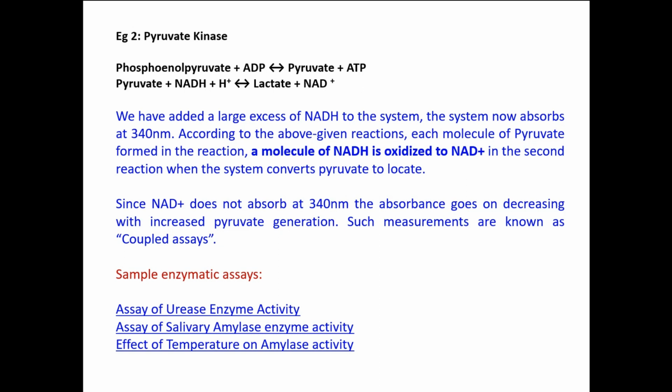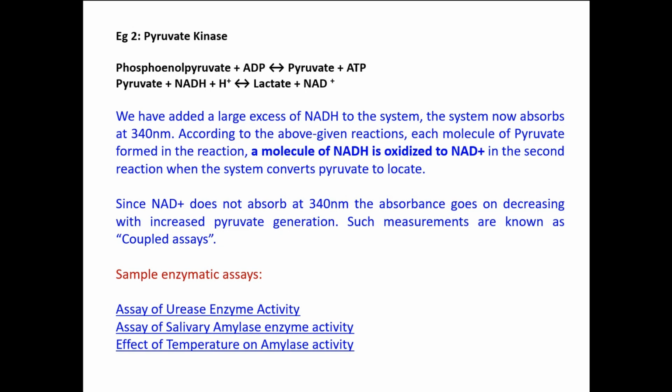No, sir. Okay. So this kind of reaction can be called a coupled assay, because we are connecting one reaction with another reaction, and then we are characterizing the enzyme activity. That's why they are called coupled assays. And there are so many reactions like that: assay of urease enzyme activity can be done like this, assay of celery amylase activity can be done, and the effect of temperature on amylase activity can also be done.